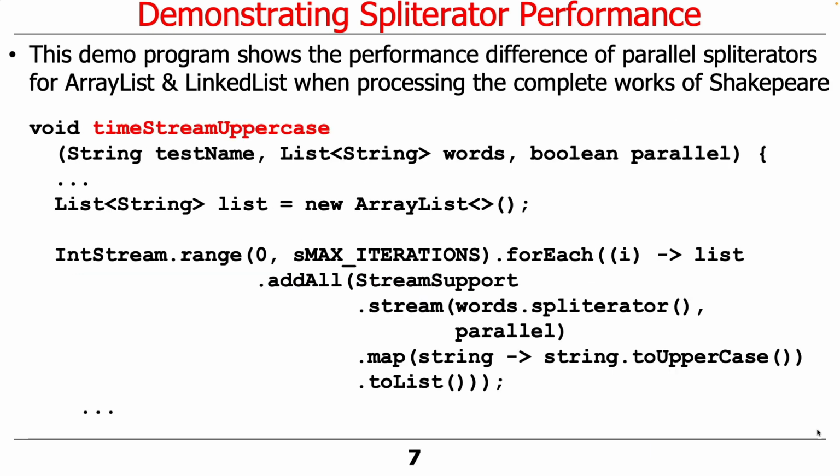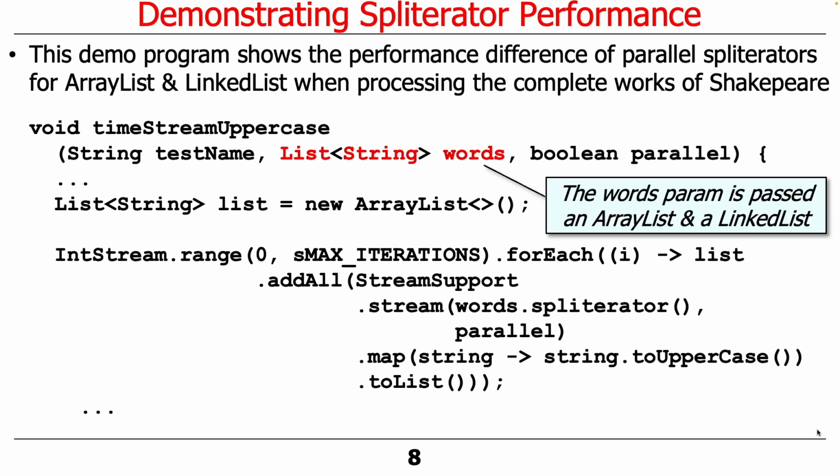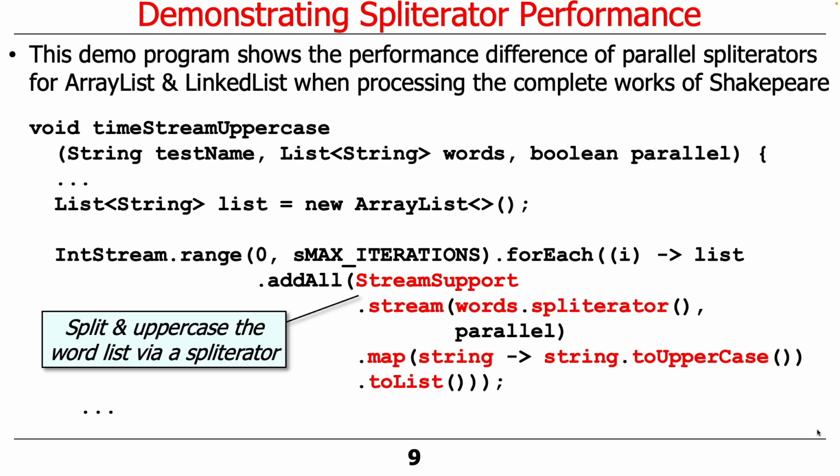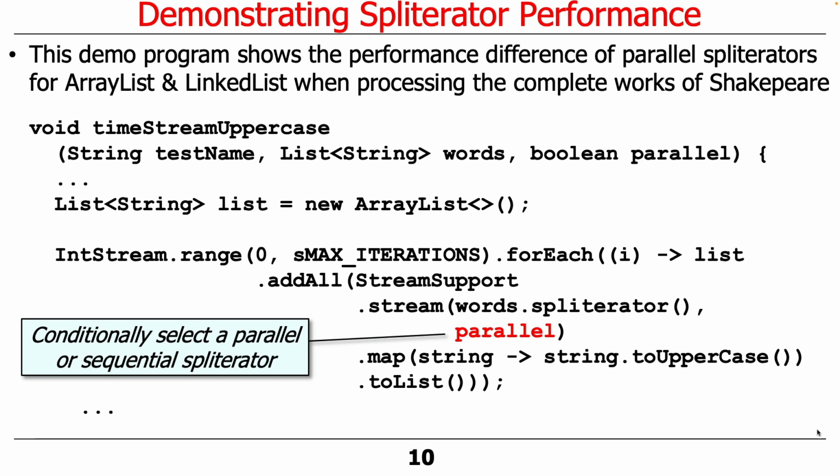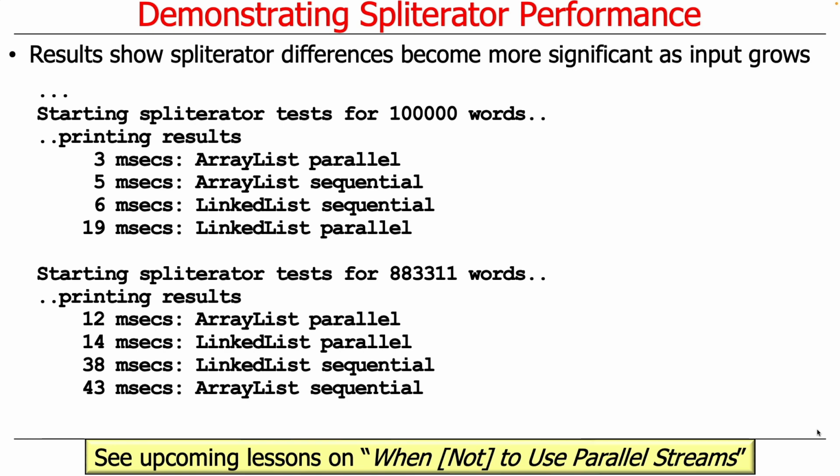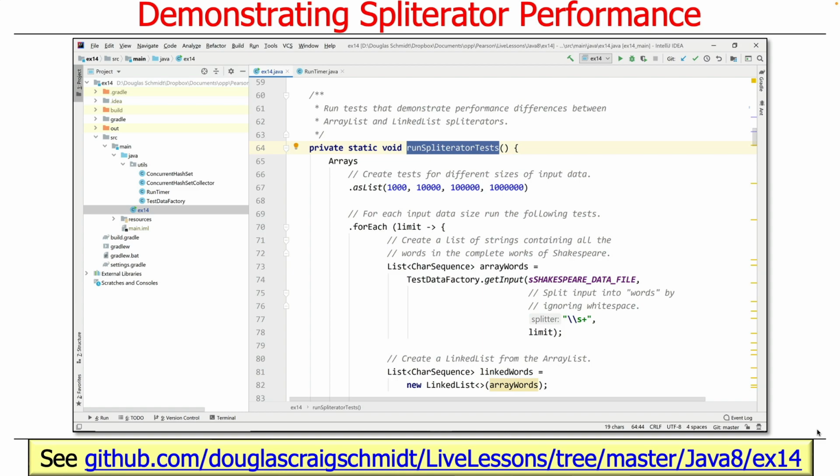This particular example is going to use an ArrayList and a LinkedList when processing the complete works of Shakespeare, because why the heck not? So we're going to have a list, which is either an ArrayList or a LinkedList, depending on whatever you pass in. It's treated as a list here. Then down here, we're going to split and uppercase everything using a splitterator that's either going to be parallel or sequential. We map everything to uppercase and convert it into a list, so we can conditionally select whether it's parallel or sequential. Then we put this into a list as the result. So let's take a look at what we get as the result.